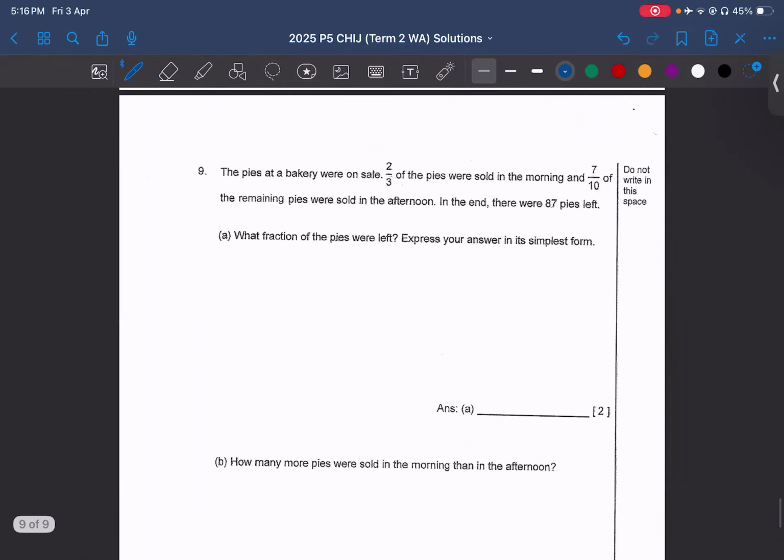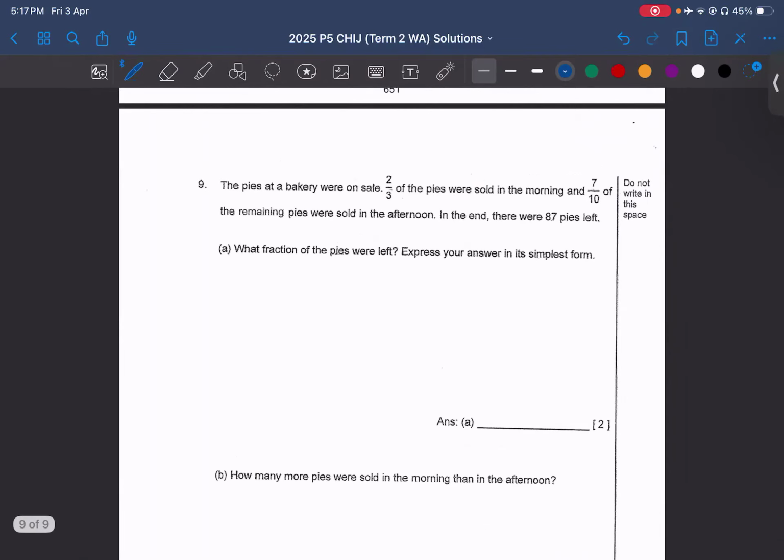Okay. Question 9. The pies at the bakery were on sale. 2/3 of the pies were sold in the morning, and 7/10 of the remaining pies were sold in the afternoon. In the end, there were 87 pies left. What fraction of pies were left? Express your answer in its simplest form.